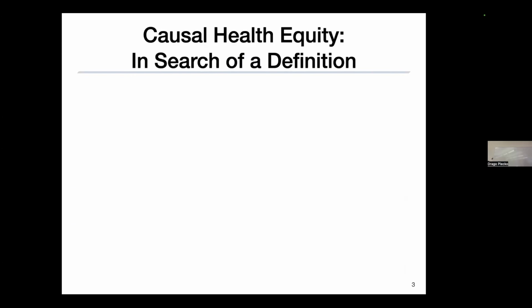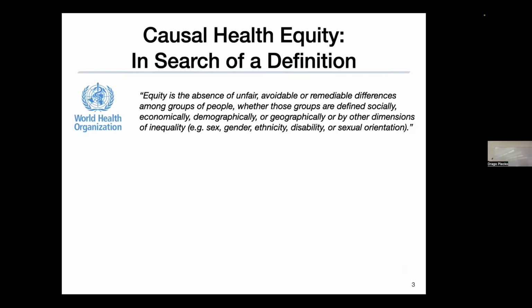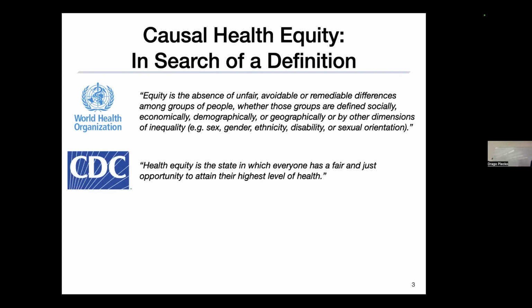Okay. So first of all, I promised to talk about causal health equity, right? And what we want to do first is search for a definition of causal health equity. I want to begin by showing you some of the definitions of health equity from some of the major organizations concerned with public health. For example, the World Health Organization says that equity is the absence of unfair, avoidable, or remediable differences among groups of people, whether those groups are defined socially, economically, demographically, or geographically, or by any other dimension of inequality. This is the WHO definition of health equity.